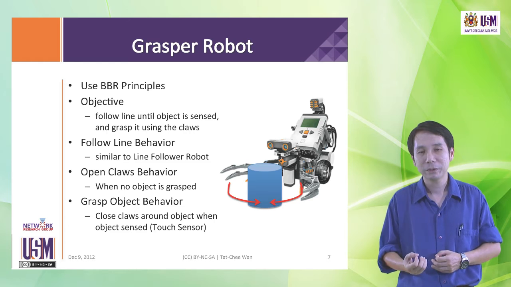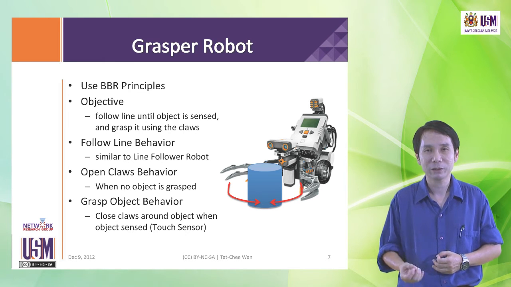Now, the first behavior that we need is called the follow line behavior, and it's similar to the line follower robot we looked at previously.